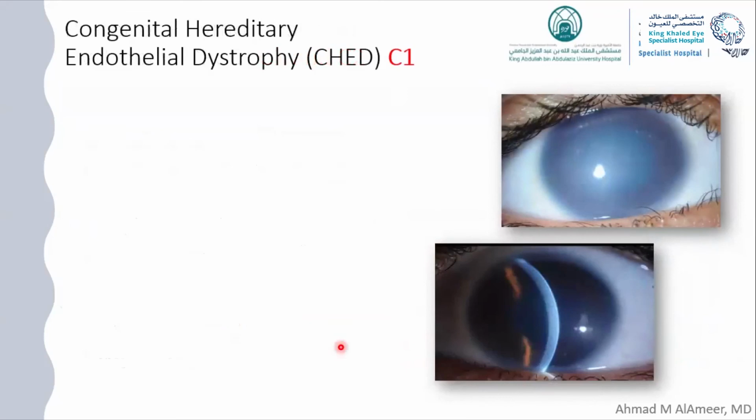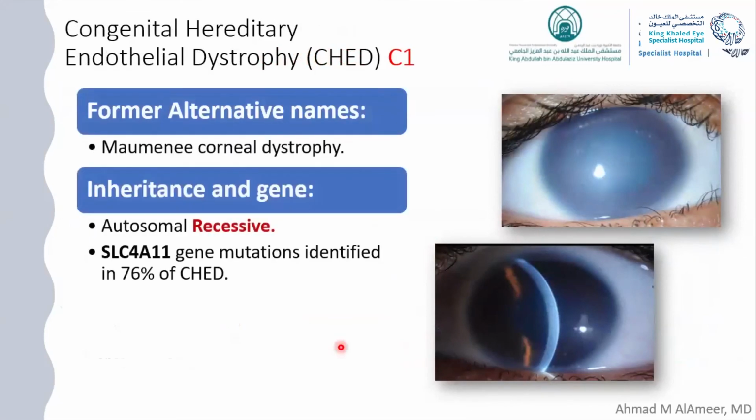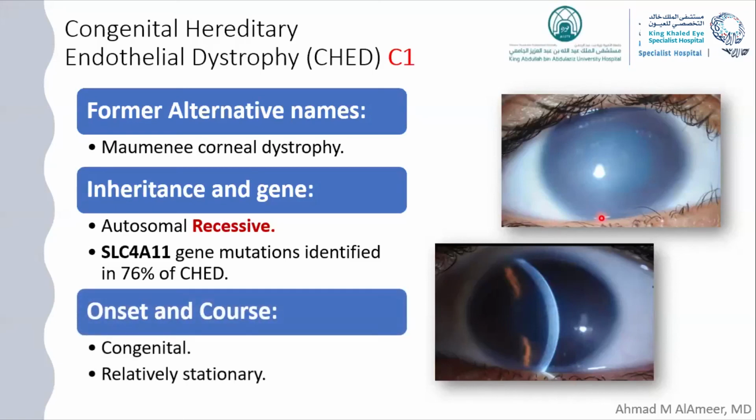CHED, or congenital hereditary endothelial dystrophy. This is the third autosomal recessive dystrophy. The solute carrier family 4 sodium borate transporter member 11 gene mutation is identified in 76% of CHED patients. You can see the thick cornea here with a slit and a very opacified cornea. It's usually confused with congenital glaucoma, but you can differentiate between them by the IOP and by the size of the cornea, and family history is important also.